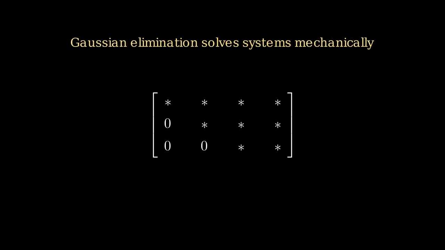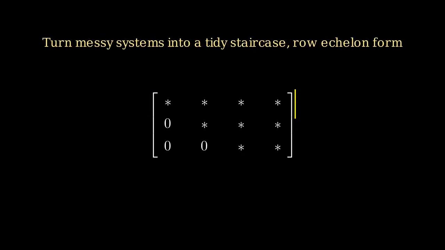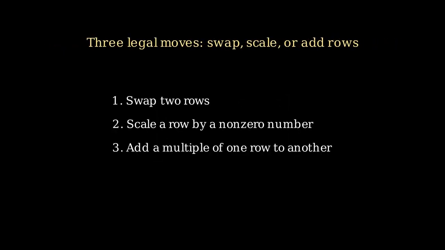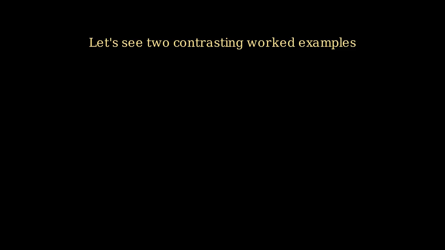Solving a system of linear equations by hand always comes down to the same mechanical procedure called Gaussian elimination. The idea is to turn a messy system into a tidy staircase shape known as row echelon form using only 3 legal moves. Those 3 moves are swap 2 rows, scale a row by a non-zero number, or add a multiple of 1 row to another row. Let's see 2 contrasting worked examples using these moves.